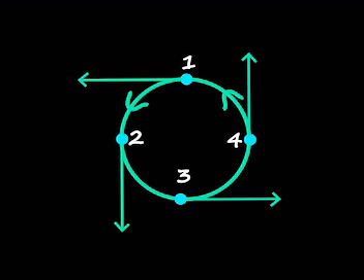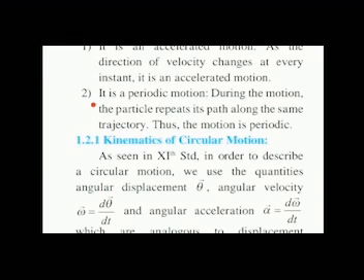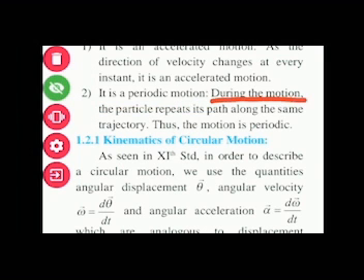Now, the second characteristic is that it is a periodic motion. Similar questions will be asked at this point: give the characteristic, and why the circular motion is a periodic motion. If the question is asked as why, then the answer is: during the motion the particle repeats its path along the same trajectory. Thus, the motion is periodic motion.